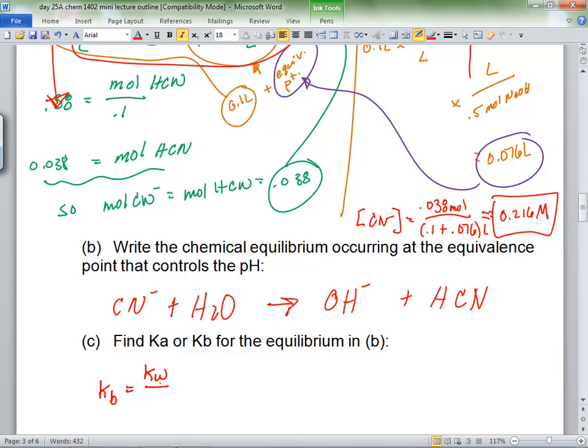Yeah, but Kb's not the Ka. So what is the Ka for this system? Exactly, it has to be for HCN: 4.9 times 10 to the negative 10. That's how we're going to get our Kb, divided by about 2 times 10 to the negative 5.